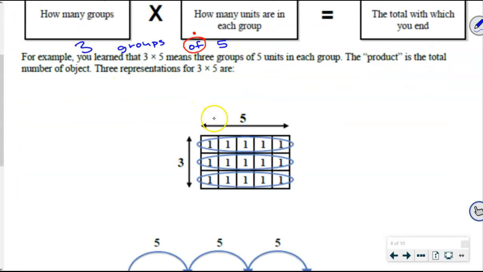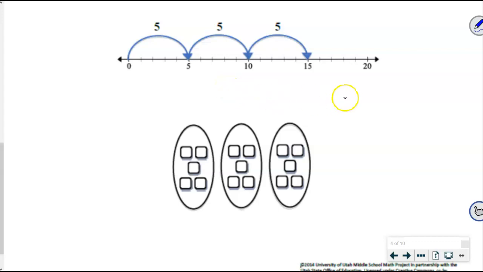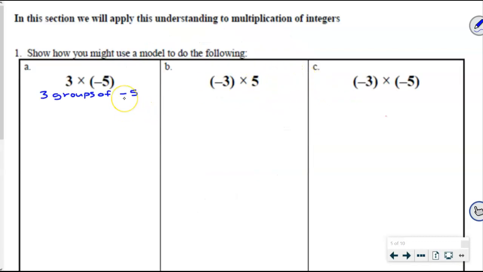Here are 3 examples of ways that we can model 3 groups of 5. How is that going to be similar or different than modeling 3 groups of negative 5? With your groups, please form at least 1 model. If you have time, form 2. We're going to pause recording as students think through this. Ready, set, go. All right, here is the most common one that I saw up on the board.